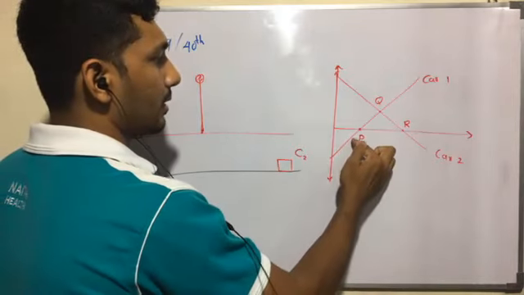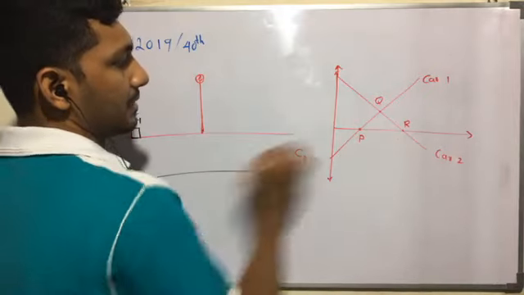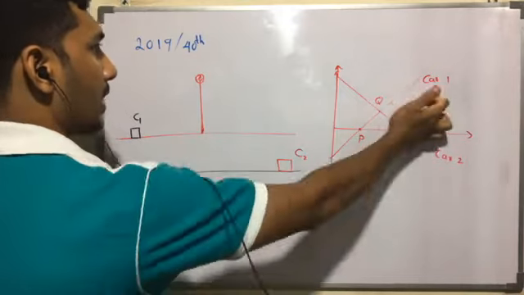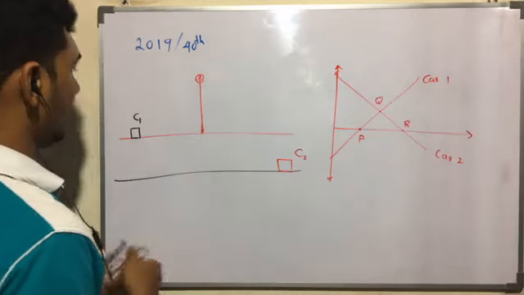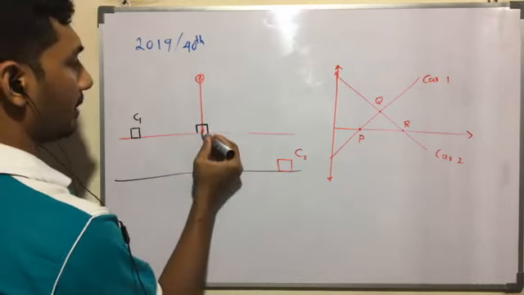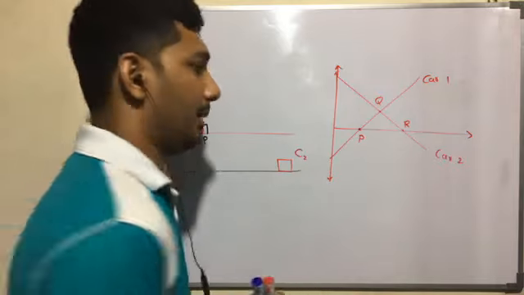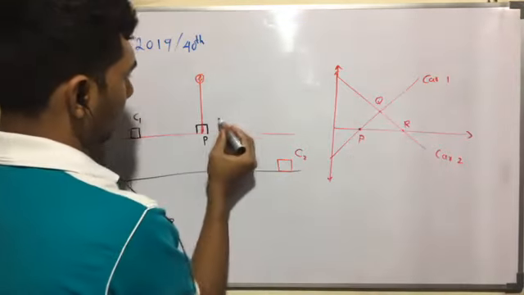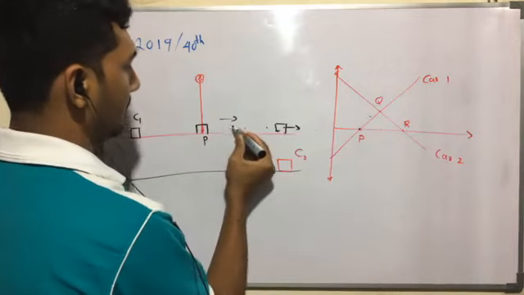Car 1, its displacement reduces with time. So here the displacement is 0. That means it comes to the lamp. Okay, it has reached the lamp. So car 1 is traveling like this and it reaches the lamp at the P position. Position means the point in the graph. And then it goes in this direction, so it becomes positive after that. It goes like this.